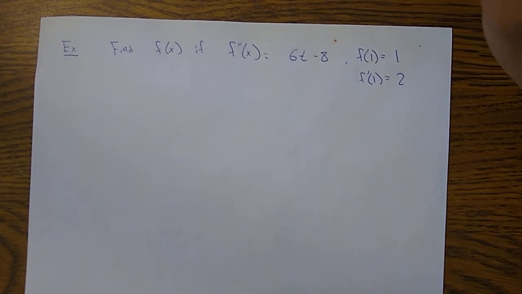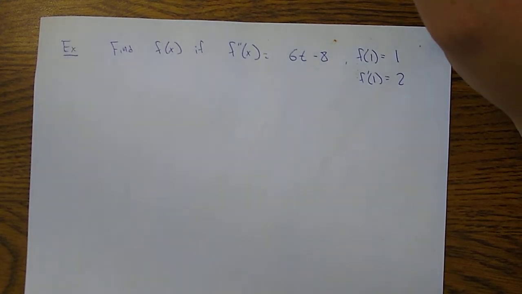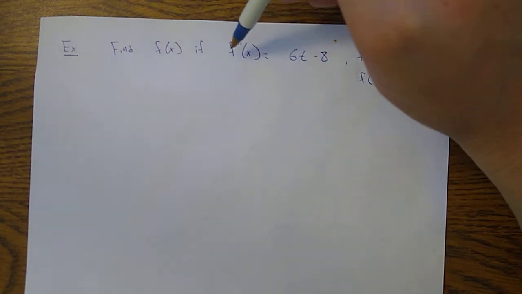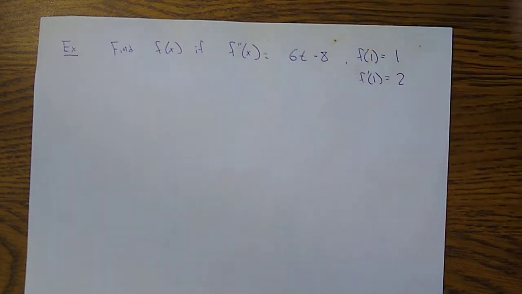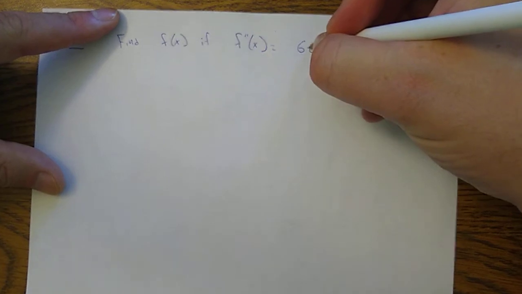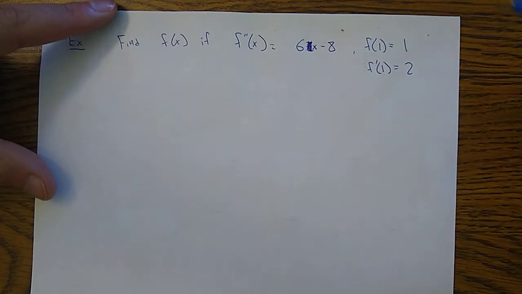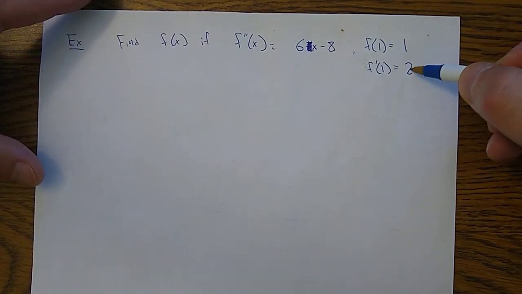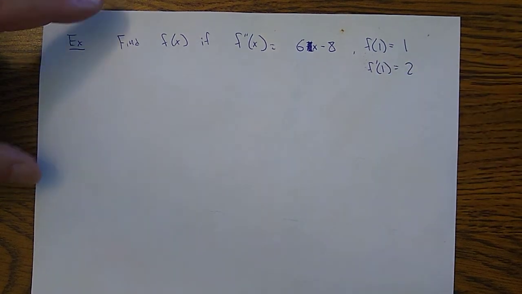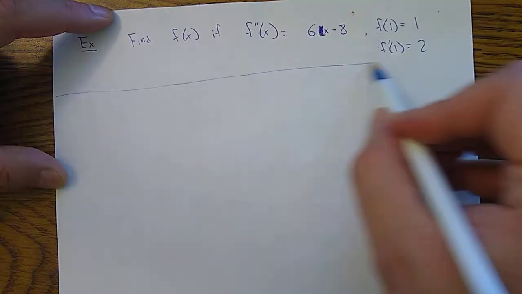So let's look at a slightly different type of example, but this is still the same type of thing. I'm going to ask you what f of x is if I tell you the second derivative of f is this. Whoops, this should be an x. So it's 6x minus 8. And then I'm going to tell you f of 1 and f prime of 1. So here's how we do this.